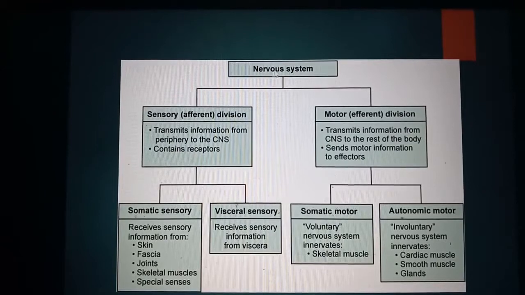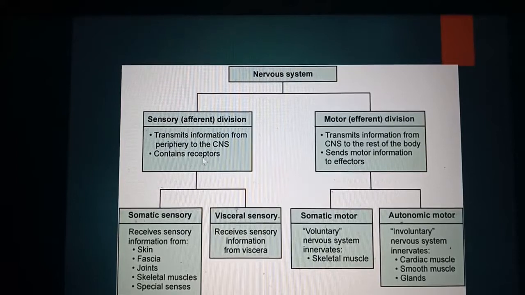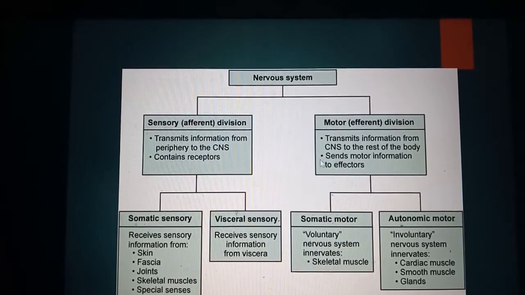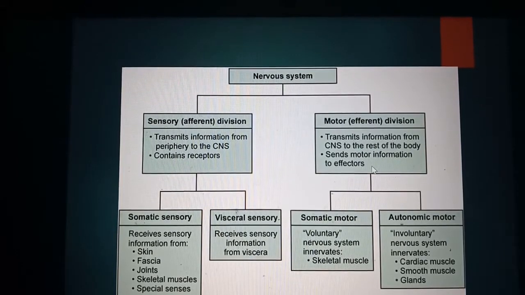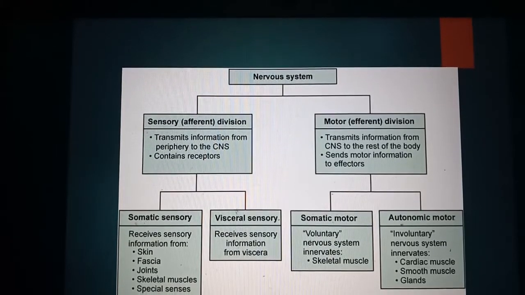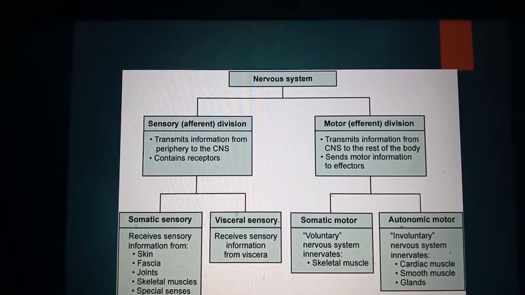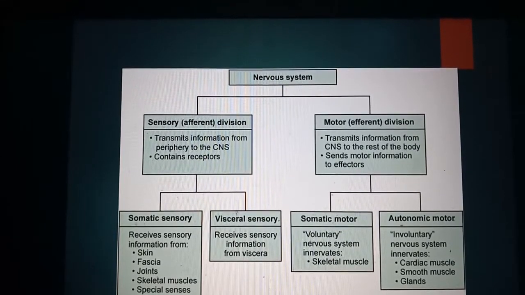The nervous system consists of the sensory division, which transmits information from the periphery to the CNS and contains receptors, whereas the motor division transmits information from the CNS to the rest of the body and sends motor information to effectors, that is whether you should touch, do not touch, like that. So there are autonomic motor and somatic motor. So involuntary nervous system, where without your signal from the brain, or without conscious action, the muscles will function, like the smooth muscles, cardiac muscles and the glands.